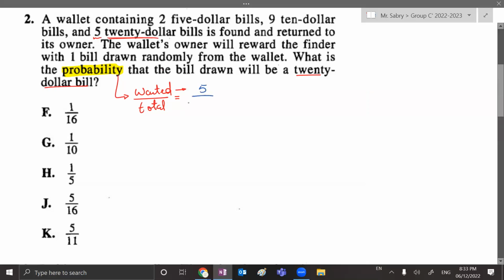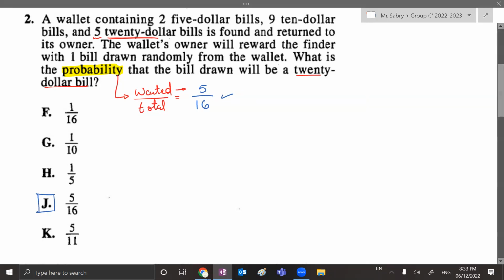While the total is all the number of bills available in this thing. Two and 9 and 5 are a total of 16. So 5 over 16 is the answer, which is J. Any questions there? I think this one is an easy one.